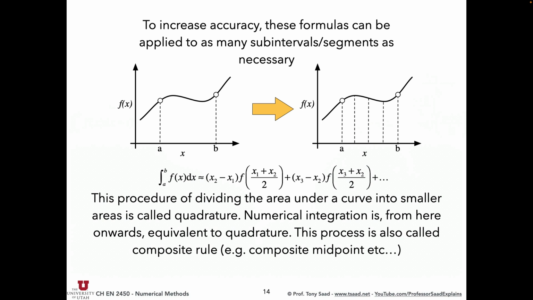So from here onwards, if we say quadrature or numerical integration, we're going to equate to mean the same thing. Okay? Numerical integration from here onwards equivalent to quadrature. This is also called a composite rule, taking the continuous function and splitting it into small areas, decomposing it into small rectangles, and applying that rule onto each one of those small rectangles and adding them all up together. That's called the composite rule as well.